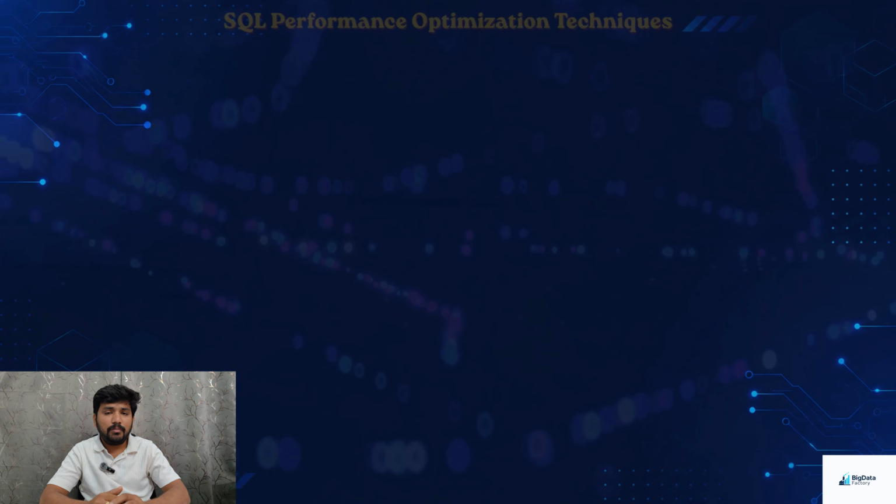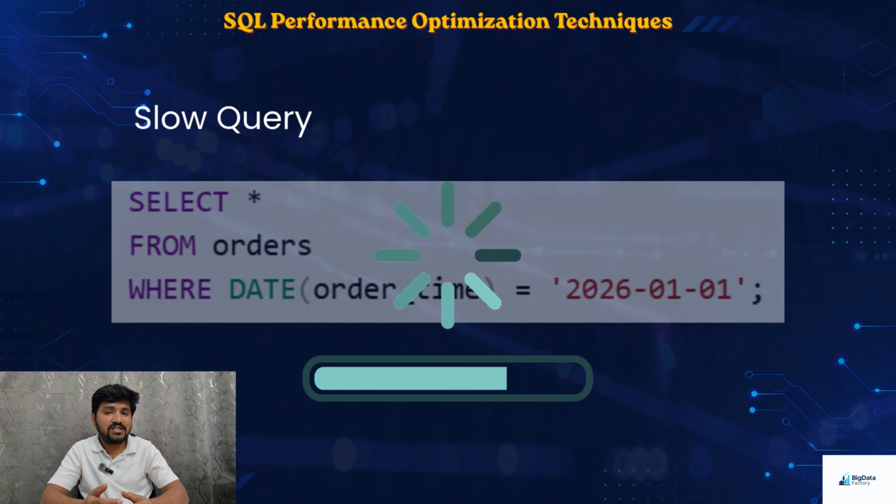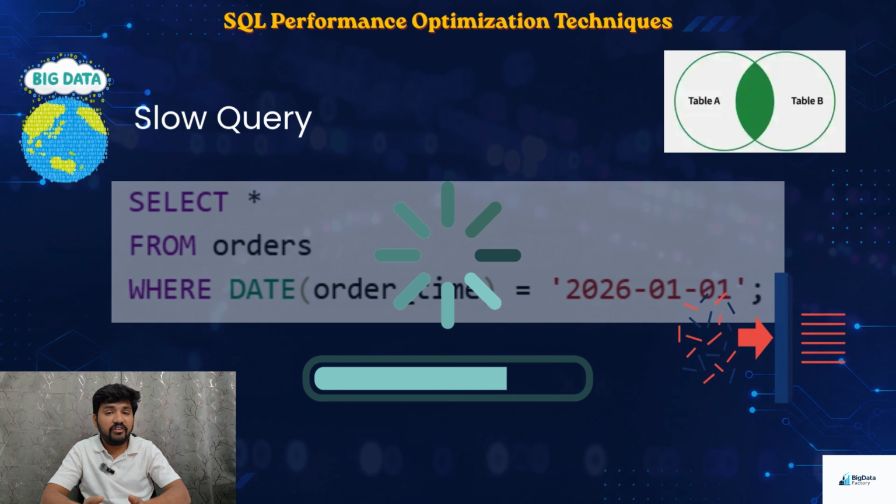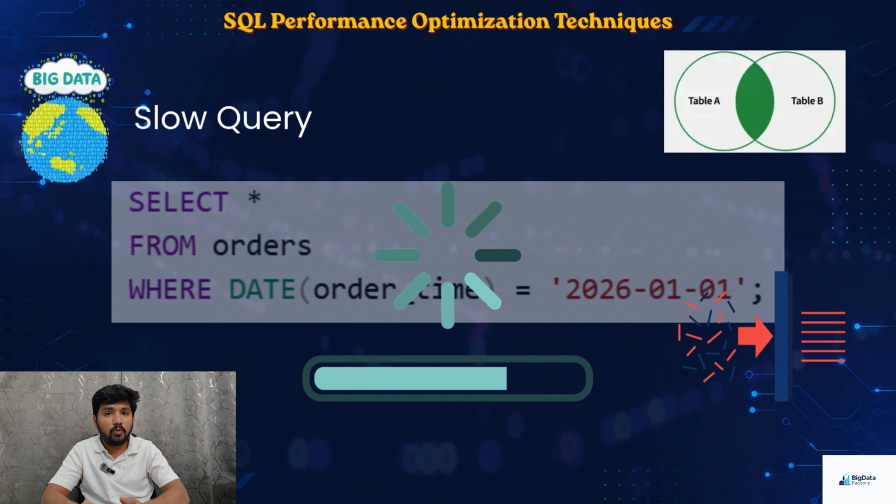The fifth mistake is guessing instead of checking. Most people look at the slow query and start guessing. Maybe the join is slow. Maybe the table is big. Maybe the filter is bad. Maybe the database is slow. But data engineers should not only guess, they should check the execution plan.